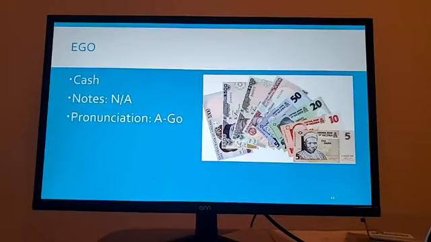Okay, as you mentioned earlier, A-Goe means cash. So when somebody says they want to give you A-Goe, accept it. That means they're trying to give you cash. You'll see several different denominations of bills there, the Naira, which is the equivalent of our dollars over in Nigeria, on your screen. So A-Goe, cash.